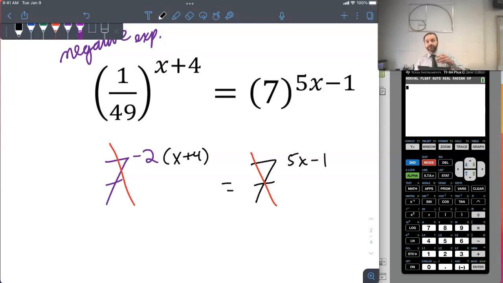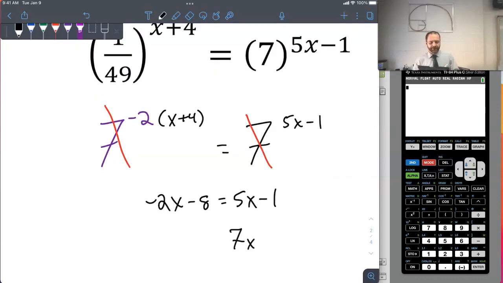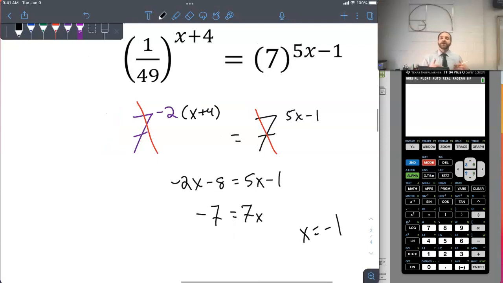And I'm going to go ahead and skip another step. I'm going to distribute it this time. Negative 2x minus 8 equals 5x minus 1. Add. Ooh, this one, I just made up numbers, and it worked out really nice here, right? And I get x equals negative 1. Perfect. So, create a common base.